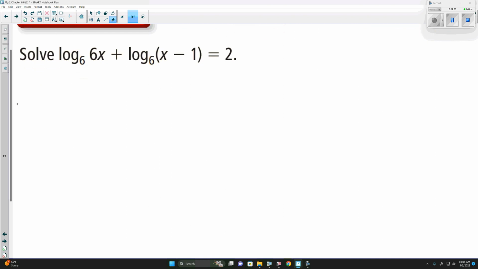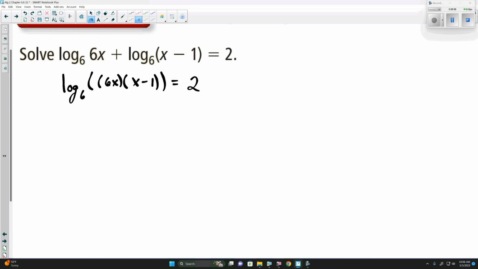So we want to solve this here. Log base 6 of 6x plus log base 6 of x minus 1 is equal to 2. Well, since we do have two logs being added together, we can rewrite it as a single log with what's inside being multiplied together. Because again, since we do have a number by itself without a log, and we do have two logs, I need it as a single log equals a number.